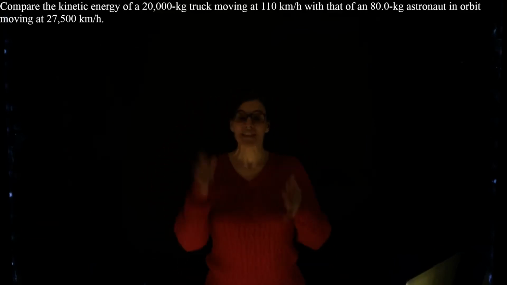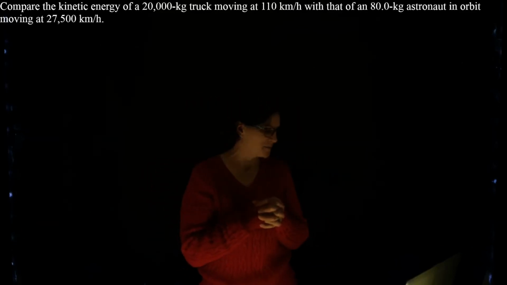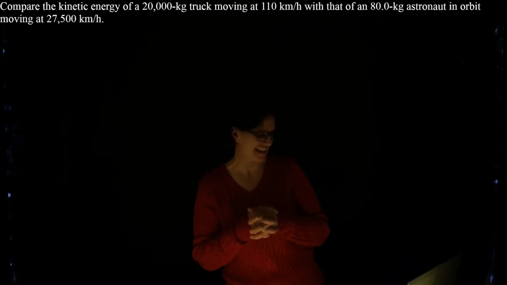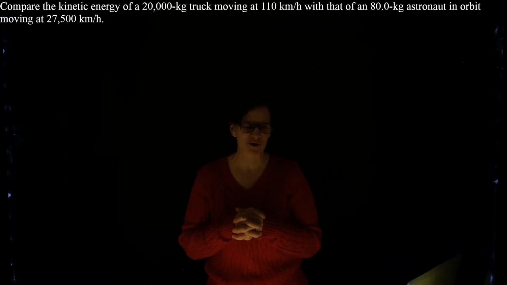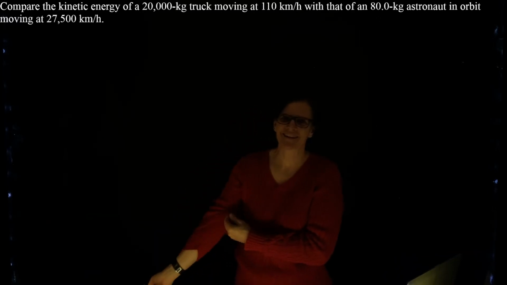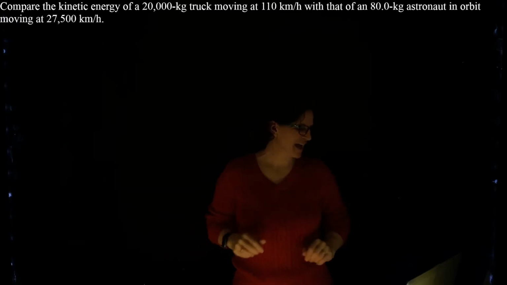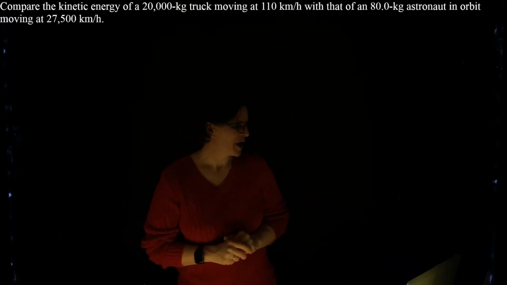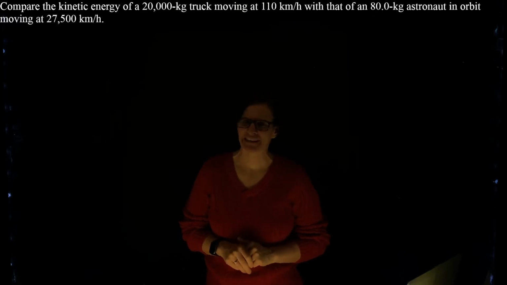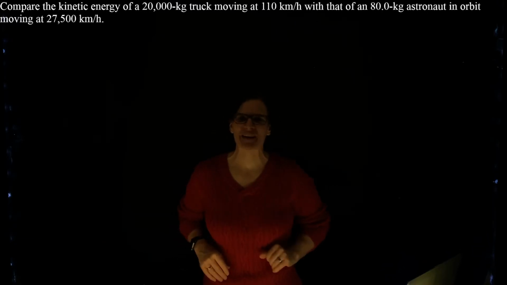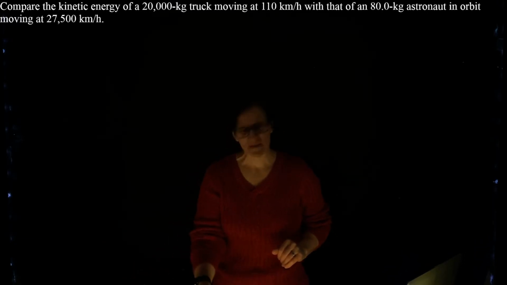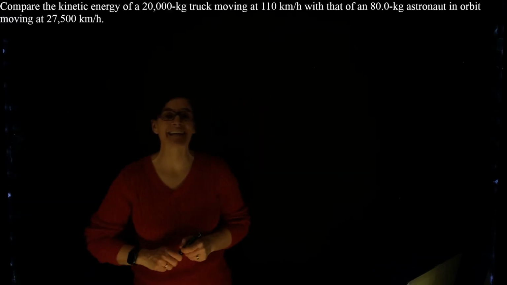All right, so this practice problem reads: compare the kinetic energy of a 20,000 kilogram truck moving at 110 kilometers per hour to that of an 80 kilogram astronaut in orbit moving at 27,500 kilometers per hour. All right, so this is practicing our kinetic energy equation.